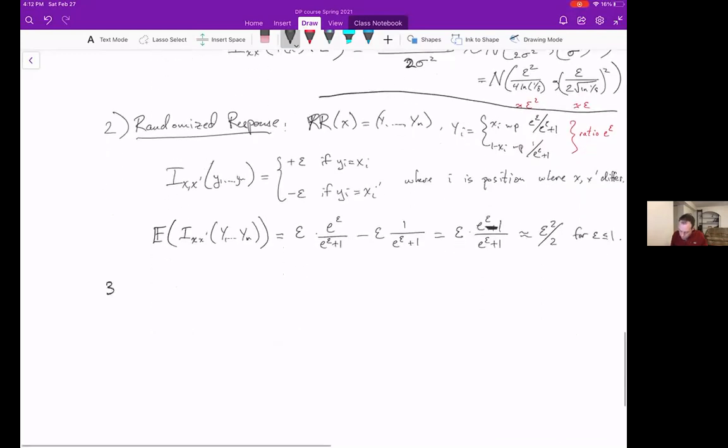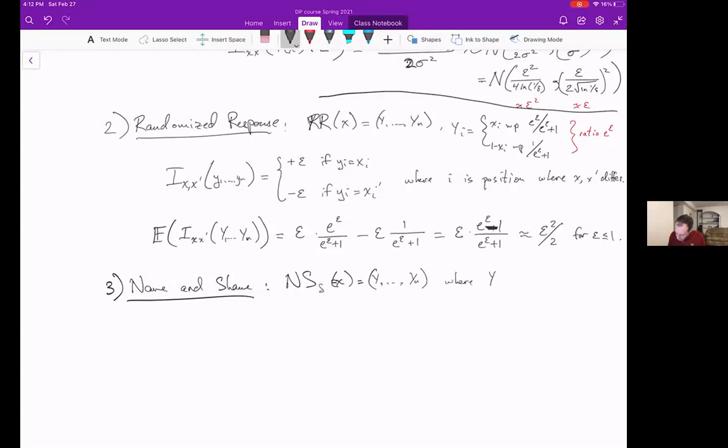Okay, so let's do one more example, which is the name and shame algorithm, another one we've seen a few times. So recall name and shame. The idea is on input X, I produce a sequence of outputs, 1 per person, where yi is either person i's data in the clear with probability delta, or it's bottom, I'm not going to tell you anything, with probability 1 minus delta.